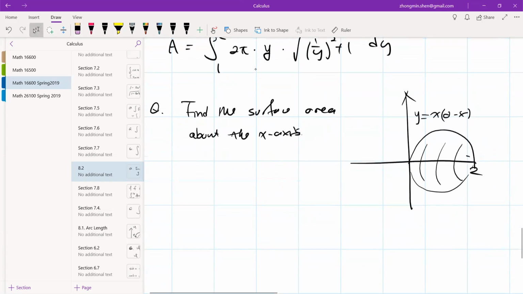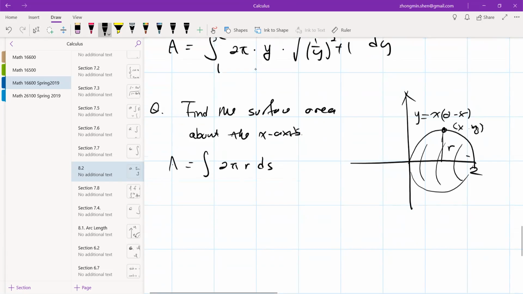All right. So let's find the surface area. For this particular problem, pick a point on the original curve with coordinates x and y. But this time, you can only express y equals x times 2 minus x. If you want to express x as a function of y, it's very complicated, so I'm not going to do that. So this is radius r. The area is going to be 2 pi r ds. Then I look at this picture.